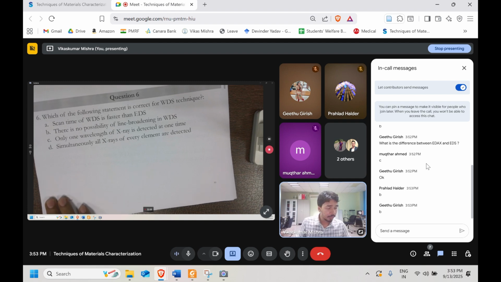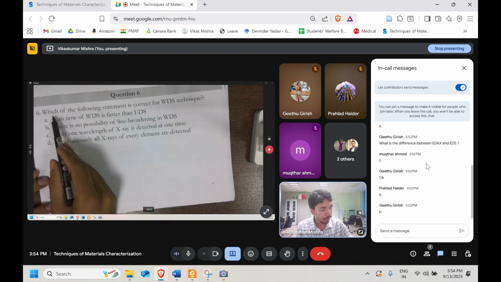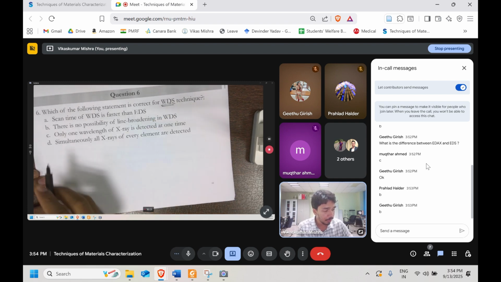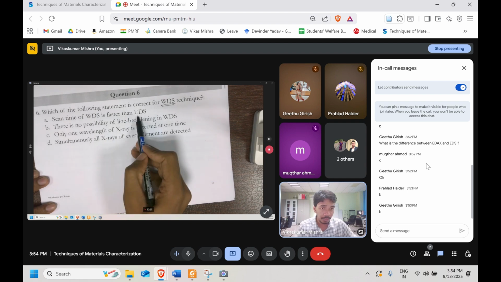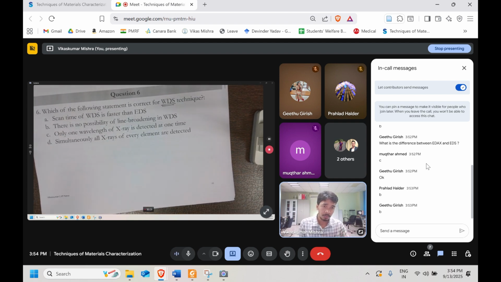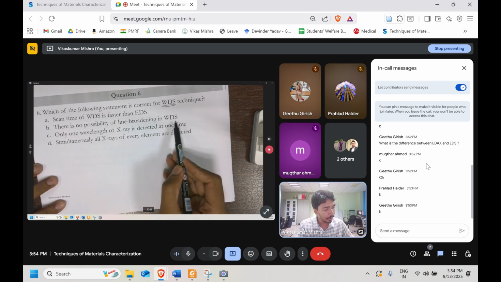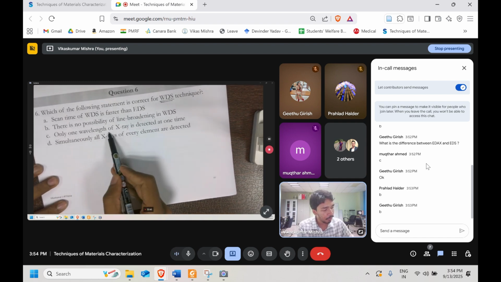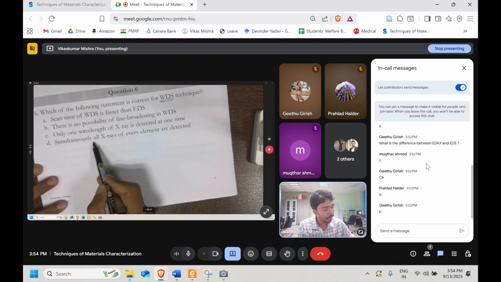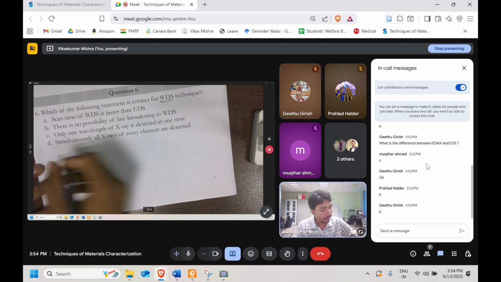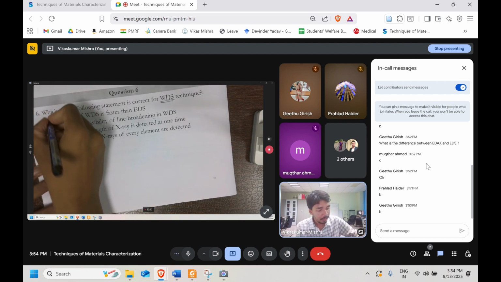Let's go to the next one, question number 6. Which of the following statements is correct for the WDS technique? The scan time for the WDS is faster than the EDS. Let me tell you that the scan time for both of them is the same; the dead time we have discussed will be the same. There is no possibility of line broadening in the WDS. Third, only one wavelength of the X-ray is detected at one time. Fourth, simultaneously, all X-rays of every element are detected. This is incorrect.